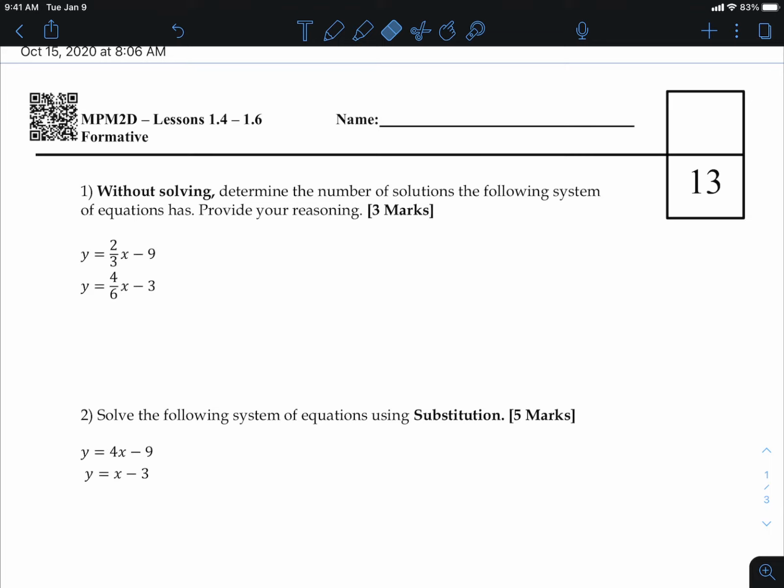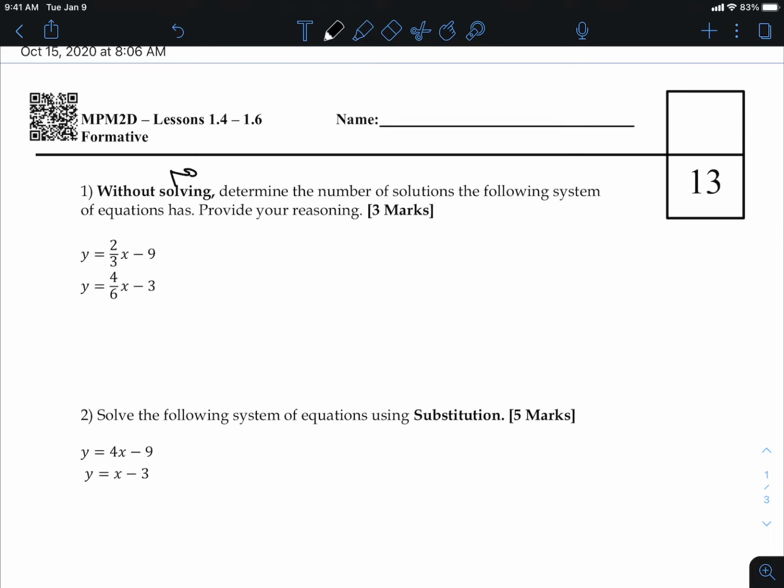So with this question, a lot of people missed when we discussed this. This was a topic out of 1.4, and I deliberately said without solving. Because we were doing substitution and elimination on the bottom, you could have substituted or eliminated, and you would have gotten no solutions.